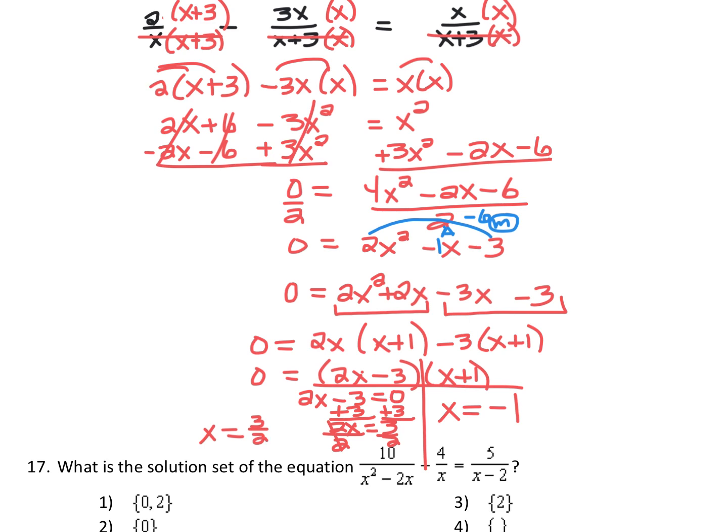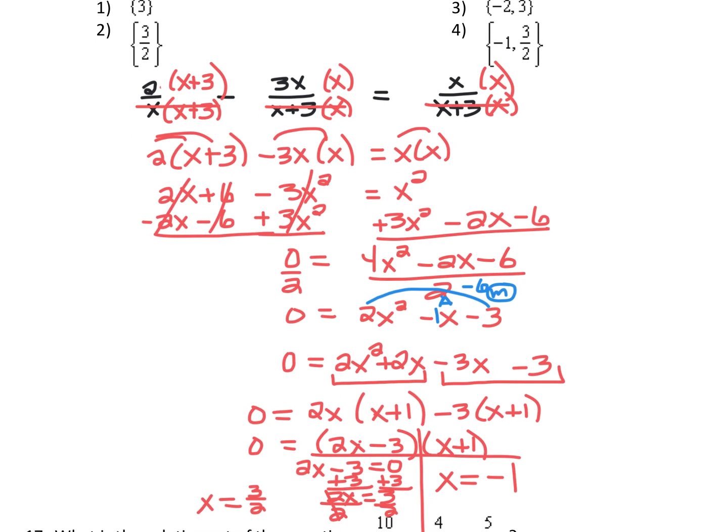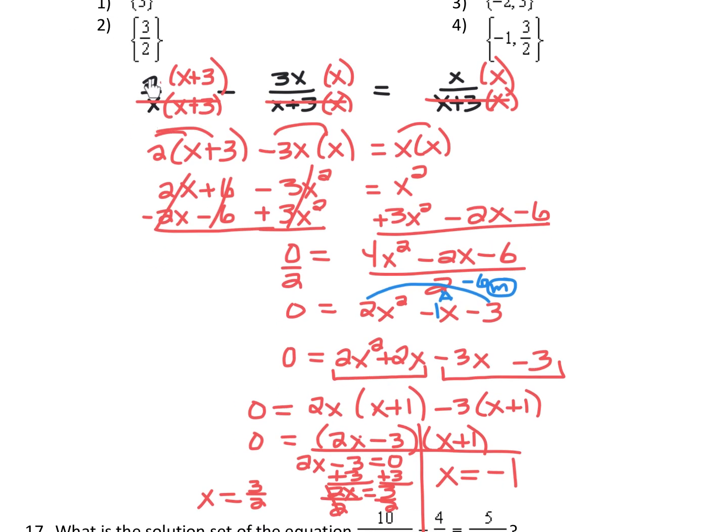Okay, now we need to look back. Let me just move this up a little. We'll look at what's in black. There's our original equation. If I were to substitute in -1, or if I were to substitute in 3/2 to either of these original denominators, so x plus 3, or x plus 3, would it create an undefined fraction? No, neither one of these would.